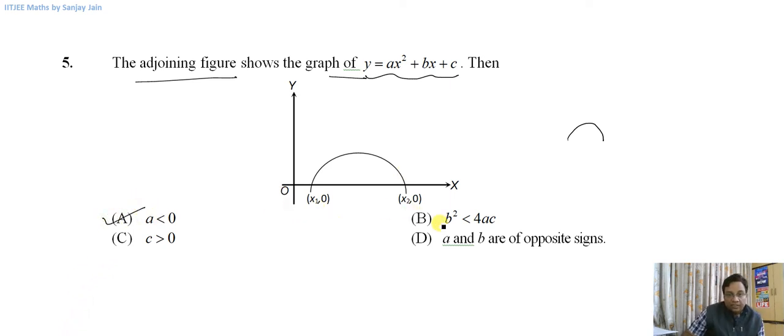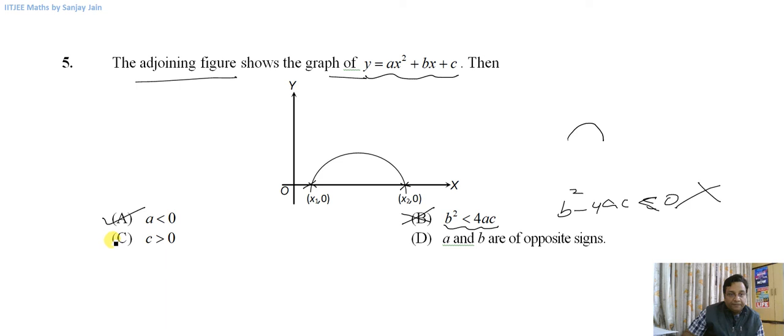Now let us check option b. b² less than 4ac, b² − 4ac less than 0. It is not true because we have got 2 points where the graph cuts the x-axis, right? So we have got 2 roots here. Hence b² − 4ac has to be greater than 0, right? So it cannot be less than 0. Hence option B is an incorrect option.